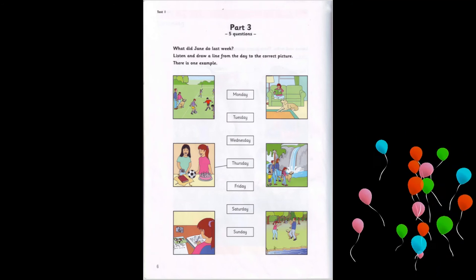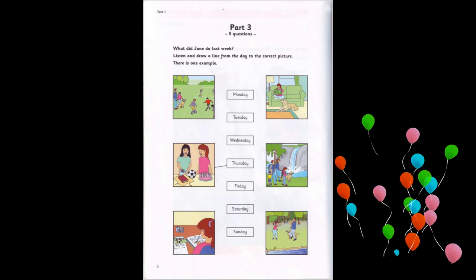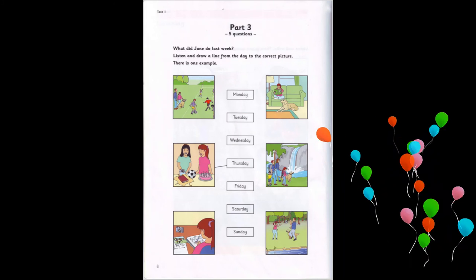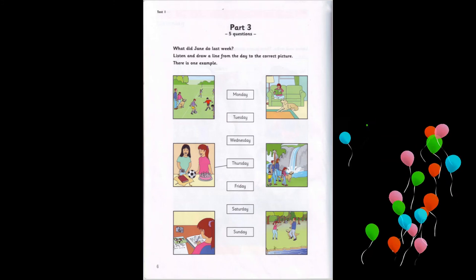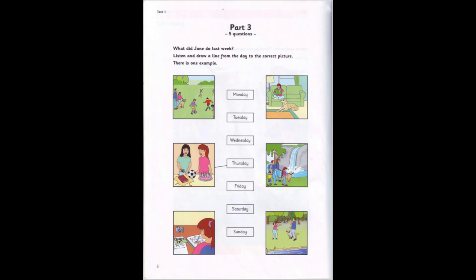1. What did you do on Tuesday? On Tuesday, I was at home. I did my homework. Was it difficult? No, it was easy. I had to write a story.